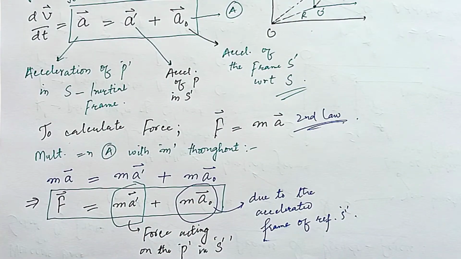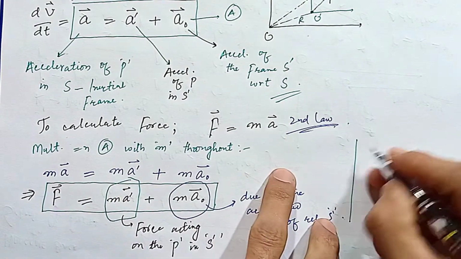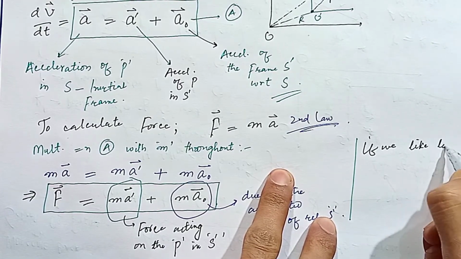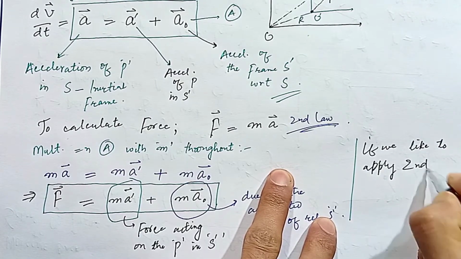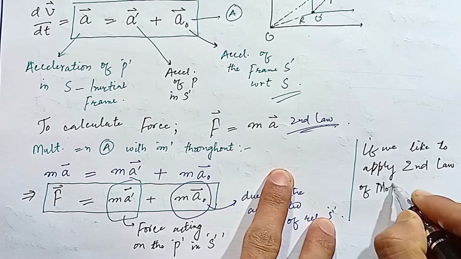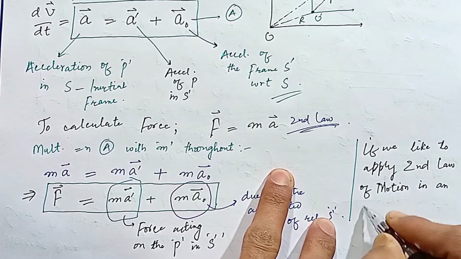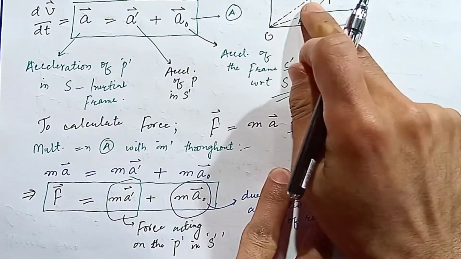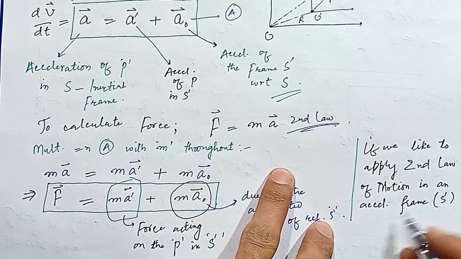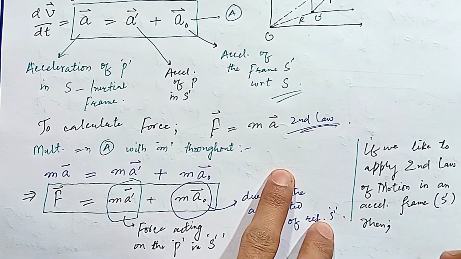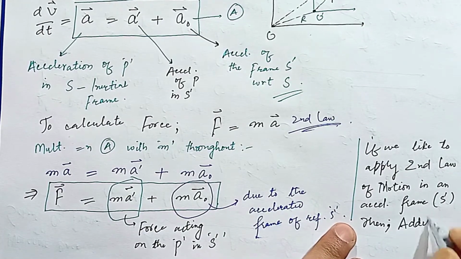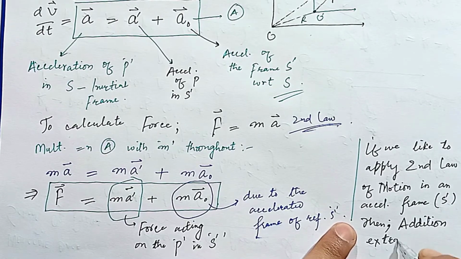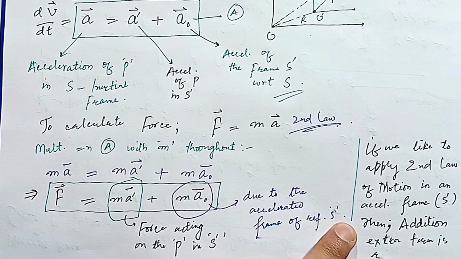So, I will write it down here: if we like to apply the second law of motion in an accelerated frame of reference, which is here S prime, then what we will need to do is add an extra term. Addition of an extra term is needed.